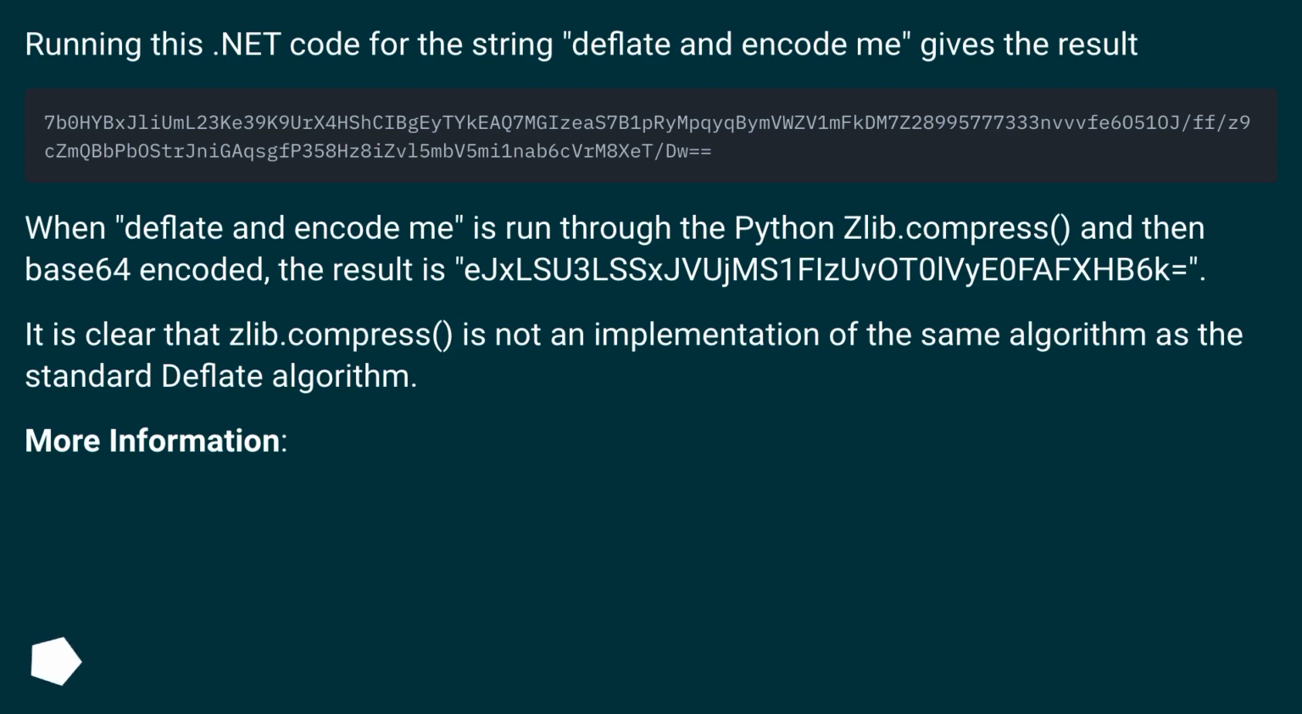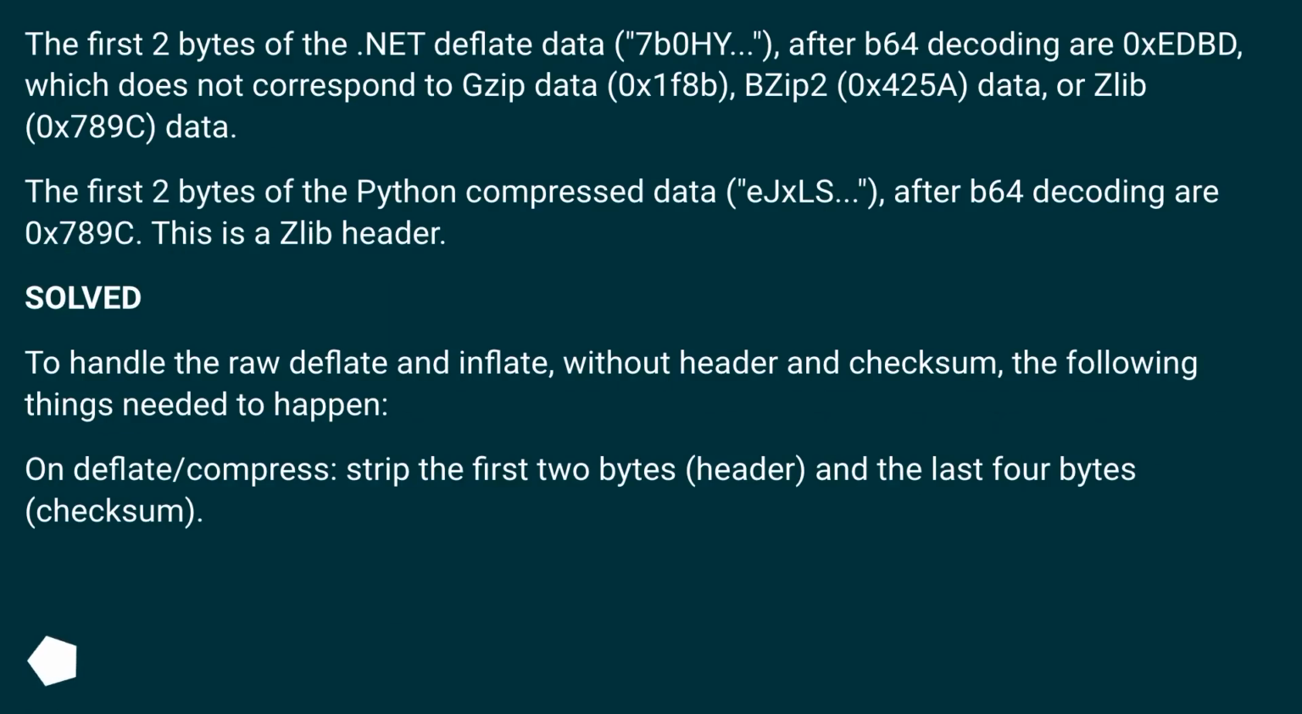More information. The first 2 bytes of the .NET deflate data, after B64 decoding, do not correspond to gzip data, 0x1F8B, bzip2, 0x425A data, or zlib, 0x789C data. The first 2 bytes of the Python compressed data, after B64 decoding, are 0x789C. This is a zlib header.